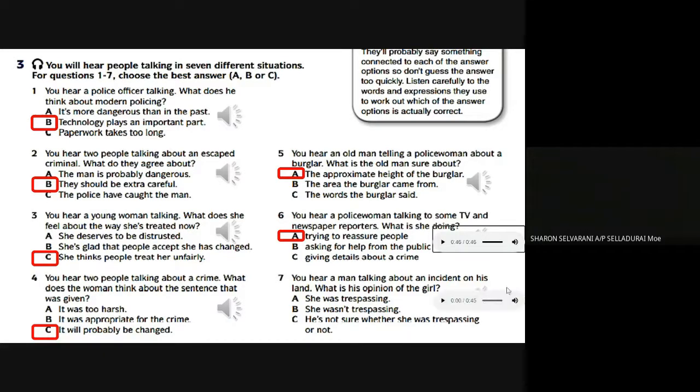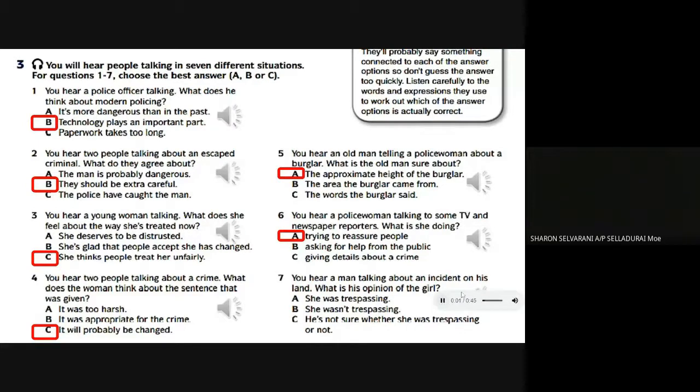All right, let's look at the last one. You hear a man talking about an incident on his land. What is his opinion of the girl? A, she was trespassing. Trespassing means she was walking through his land. B, she wasn't trespassing. And C, he's not sure whether she was trespassing or not. Did she walk on his land or did she not? All right, so let's listen.